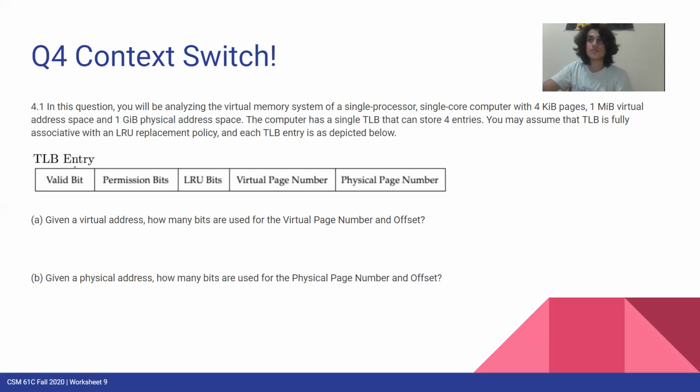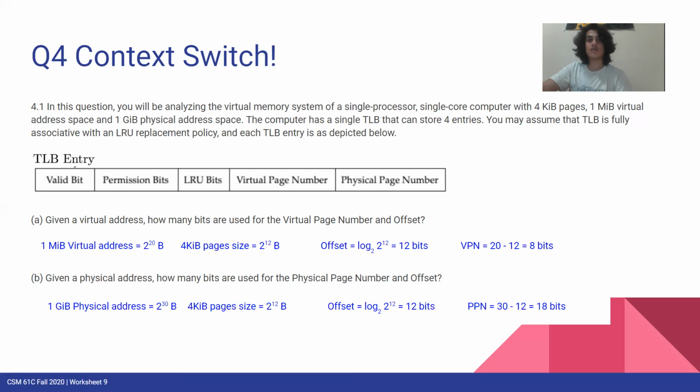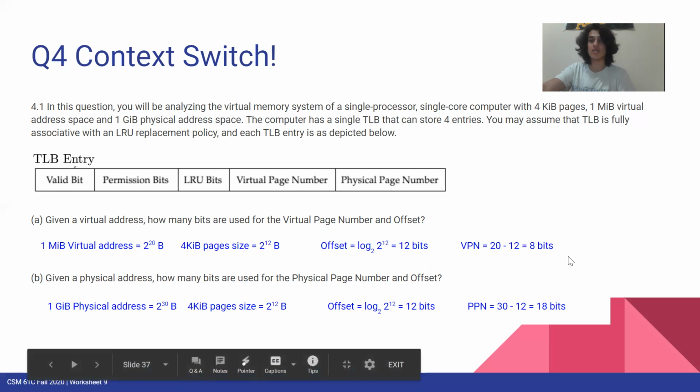Again, this is what we've been doing. We look at our sizes and any hints we have. So I'll walk through it. 1 MB of virtual address space is 2 to the 20 bytes. We have a 4 KB page size, which is 2 to the 12 bytes. Our offset is the log base 2 of the page size, so that's 12 bits. Our VPN is just our total address size minus our offset, 8 bits.